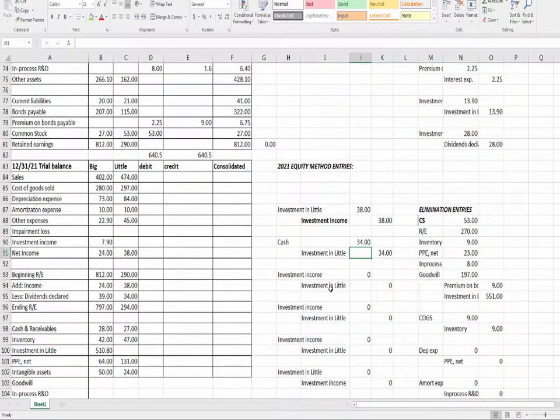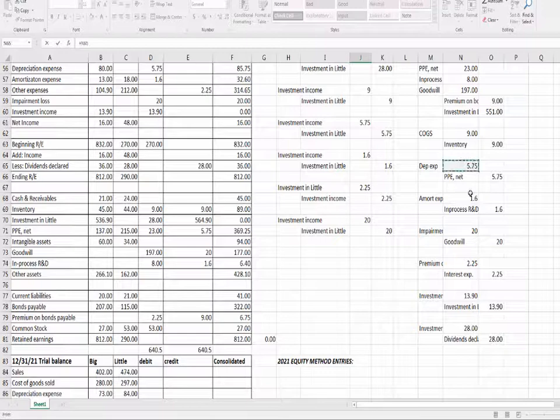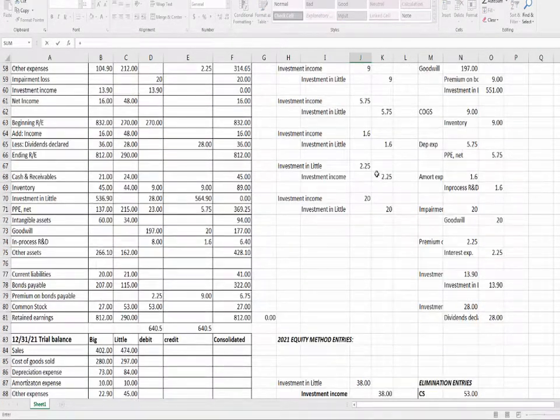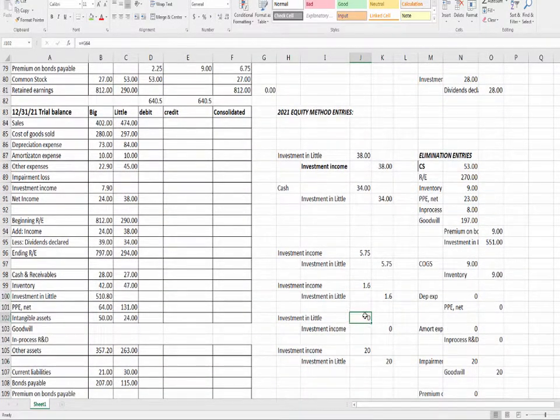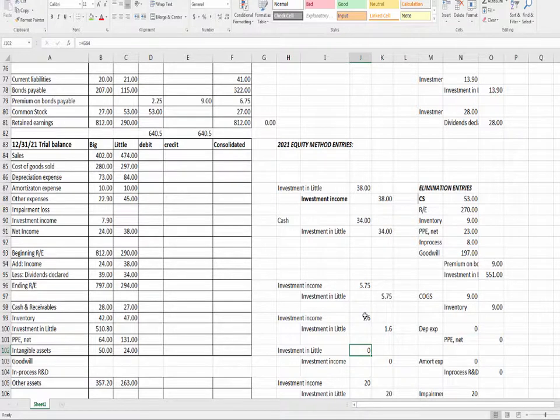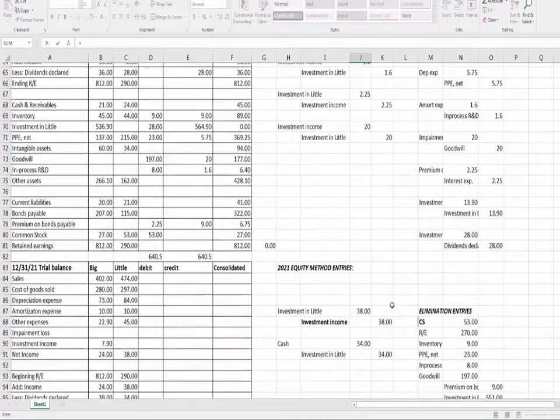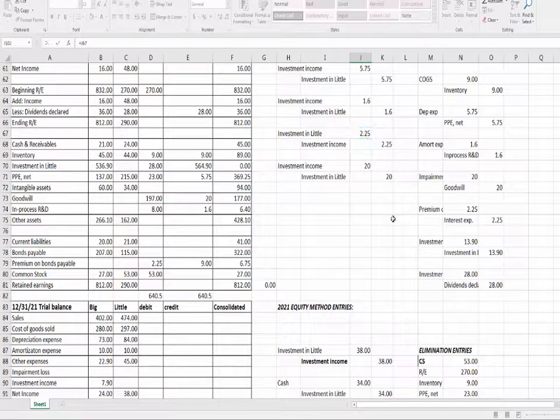Now I've got my amortization charges. Now again, this one was the inventory amortization. That one's gone, right? I mean, we don't have the inventory any longer. We still have the property, plant, equipment, and that's being amortized at the rate of $575 per year. Likewise, we still have the in-process R&D. That's being amortized at the rate of $1.60 per year. We still have the bond premium that's being amortized. That's being amortized at the rate of $225 per year.